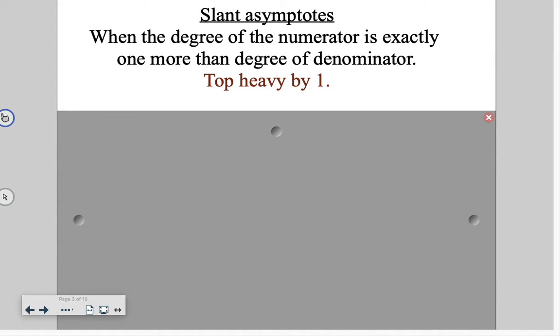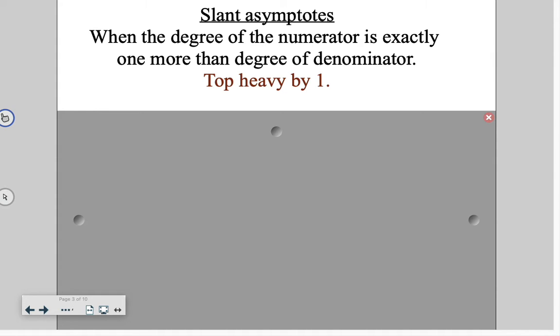So if you had a cubic function on top and a quadratic on bottom, you've got a slant asymptote. If you had a quadratic on top and a linear function on the bottom, you've got a slant asymptote. Okay? Which means you don't have a horizontal asymptote. You have a slant asymptote instead.